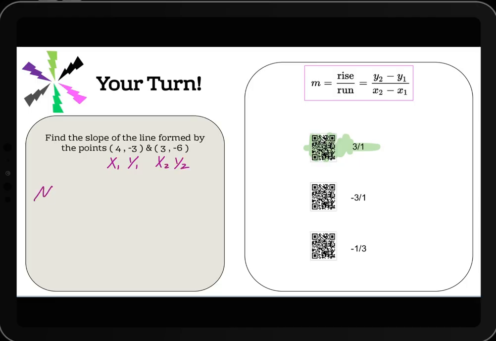So in this particular case for my slope, I would have -6 minus -3 divided by 3 minus 4. In this case, that's going to get me -6 plus 3 divided by, in this case, -1. That's going to equal -3 divided by -1. Negative divided by negative is positive. So the slope is a positive 3 over 1. That's an example of how you can go about finding the slope between 2 points in the coordinate plane.